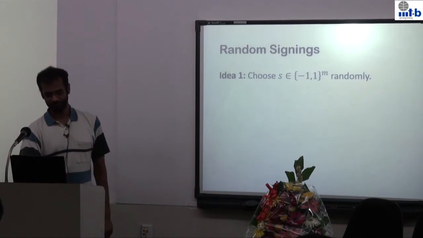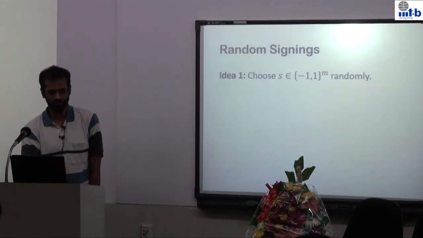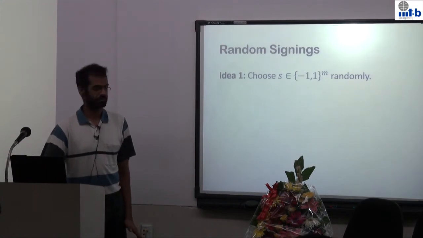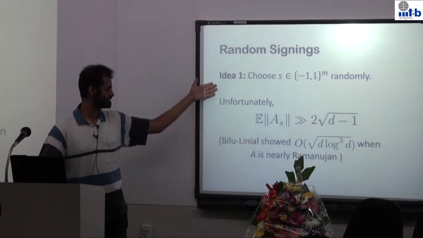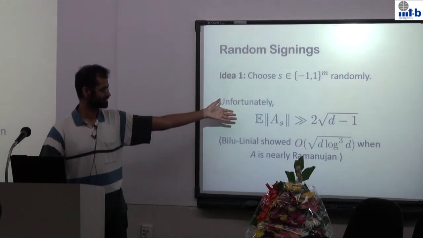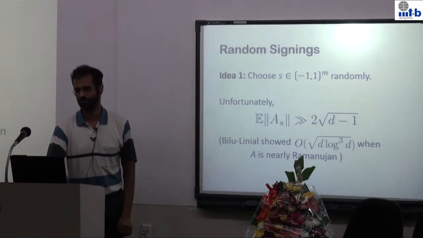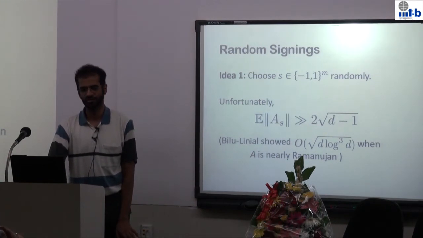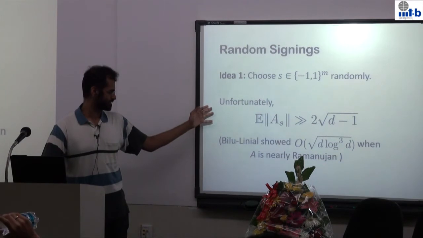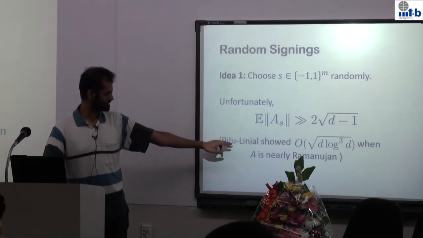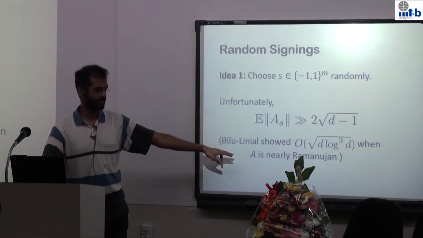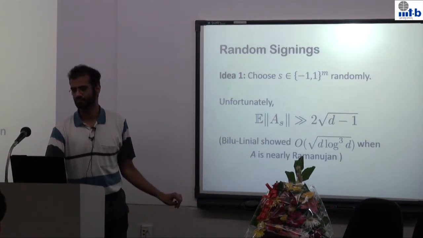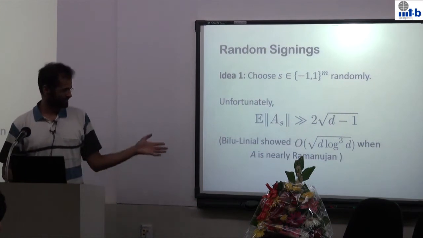Okay, so this is not a very bad idea, but it doesn't actually solve the problem completely. What ends up happening is when you do this, the expected norm of the thing that you get, you can check, can be much bigger than 2 square root d minus 1. So in expectation it doesn't work, but it's not insanely bigger. What Bilu and Linial proved is that when the base graph is Ramanujan, this is at most order square root d log cubed d. Okay, which is not that bad.